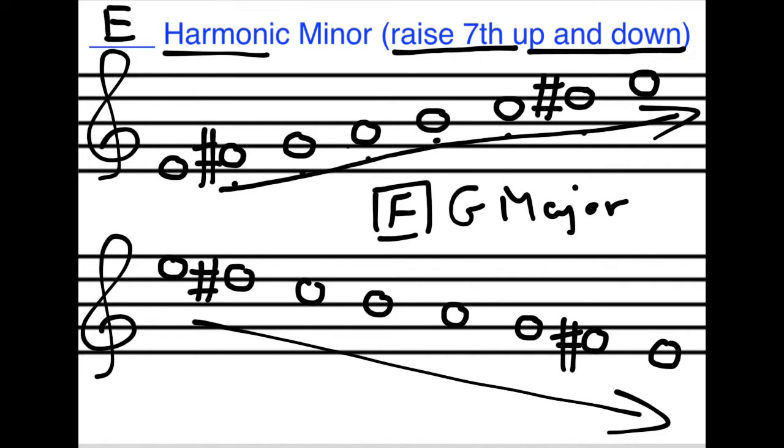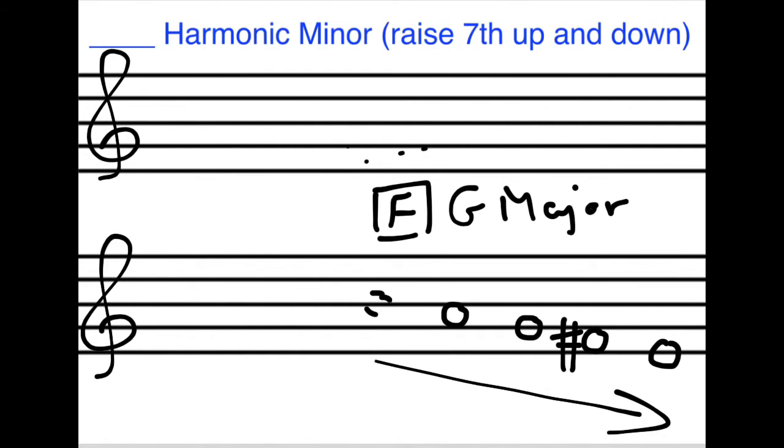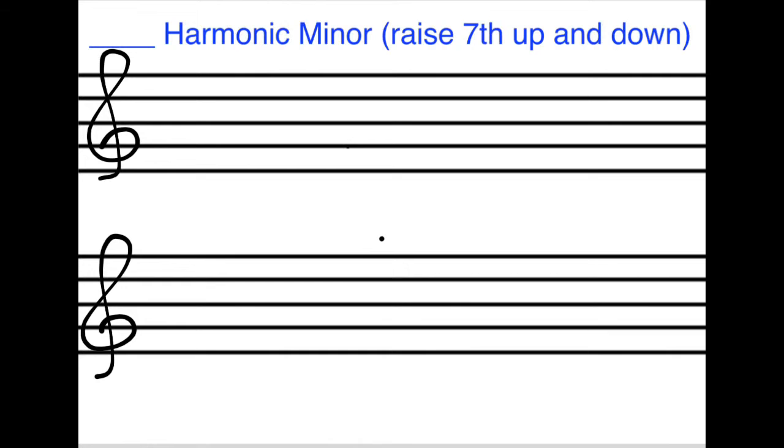Okay, so we'll try another one, just for practice, and probably one that's a flat. Okay, so I'll just rub this out. Remember, add in the notes from your key signature and then raise the 7th note, and that will get you every single harmonic minor scale. So say we're looking for the scale of D harmonic minor.